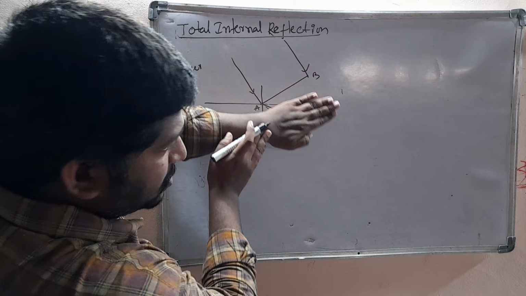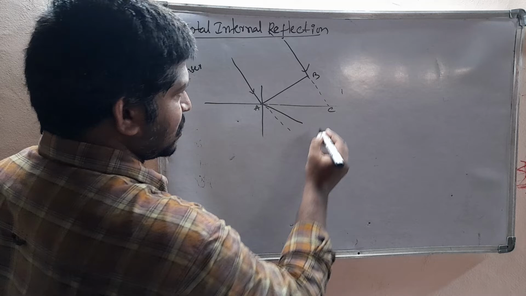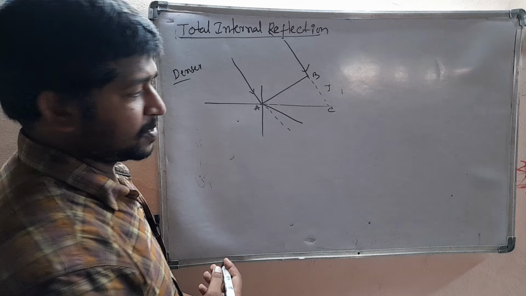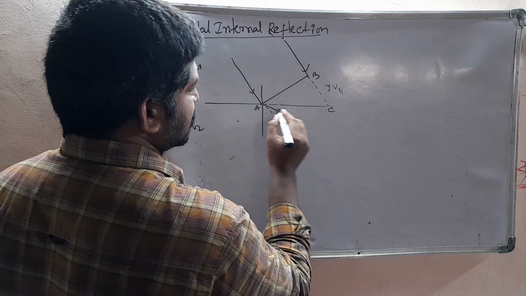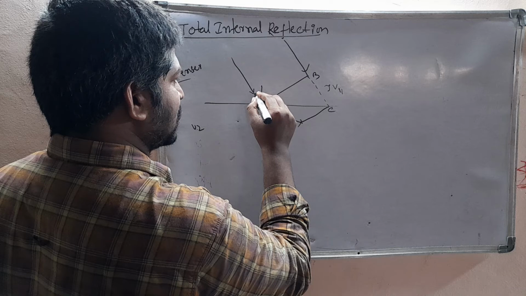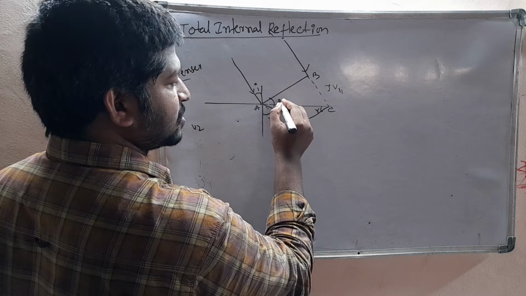That means B reaches some point C. It takes some time T. Then we have a distance, it is V1 or V2, whatever it is. Then we have some arc like this. Similarly, it is angle I, it is angle R, and the other one is I.